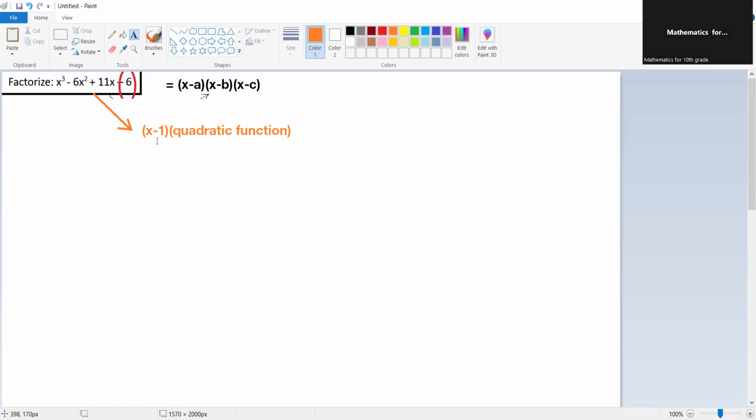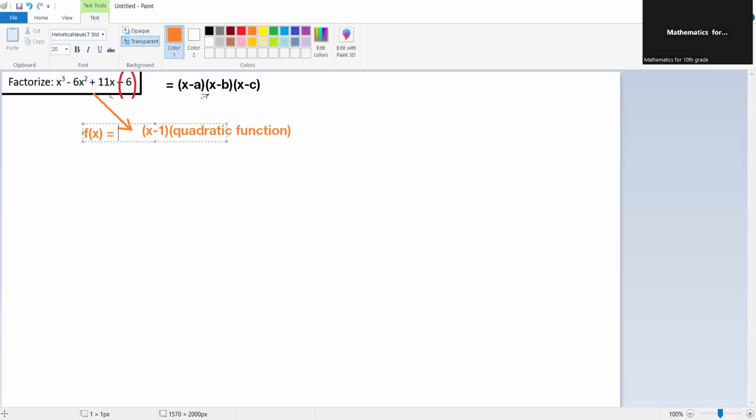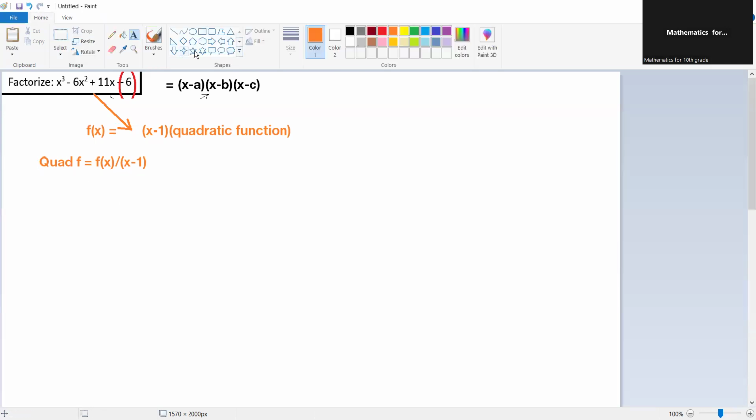So we have to find out what this is, because f of x is x minus 1 multiplied by the quadratic function. So the quadratic function will be the original function, which is the cubic function, divided by x minus 1. I'll go back to black ink again and the pencil. So we have to divide two algebraic expressions. So this is how we do it.